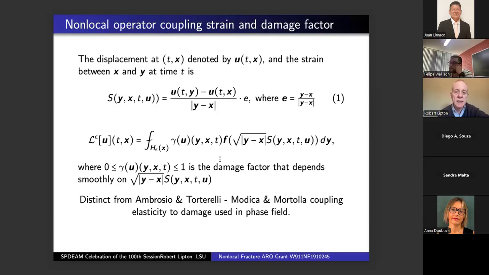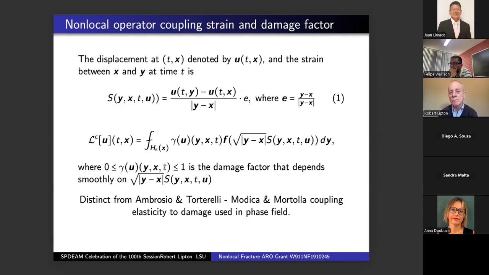But the key is that gamma takes values between 0 and 1. And so when gamma is 0, we do not see the force because it's 0 times the force. The force has been rendered irrelevant because there's no material. Well, not no material, but the bond is broken. Now we have to have a rule for breaking bonds, but the bond is broken. When gamma is 1, the bond is perfectly intact and the force is able to act. Okay, and then what we do is we fix X and we take the integral, we average over all Y's inside that ball. And so that's our model.